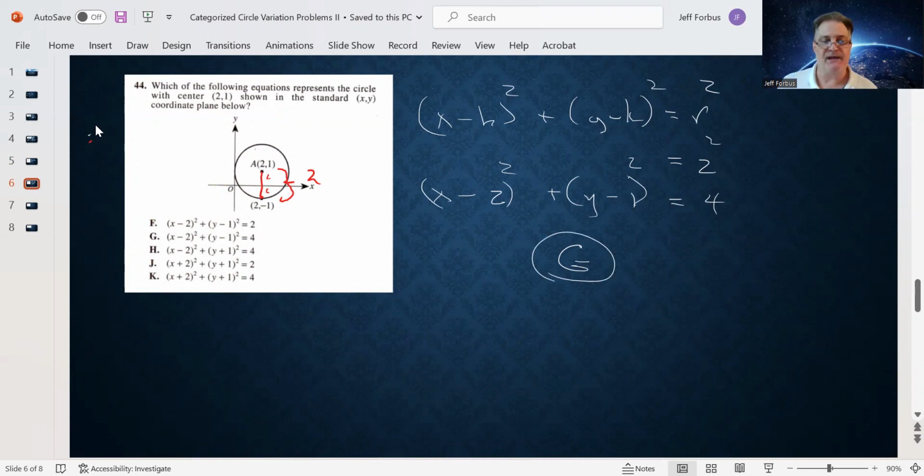Now notice J, they put plus signs for the 2 and the 1, and they put a 2. Don't fall into a trap. And notice K, they put +2 and +1 with the right radius, the radius squared, in other words, of 4. So be very, very careful about these signs right here. Okay? Very careful with them.